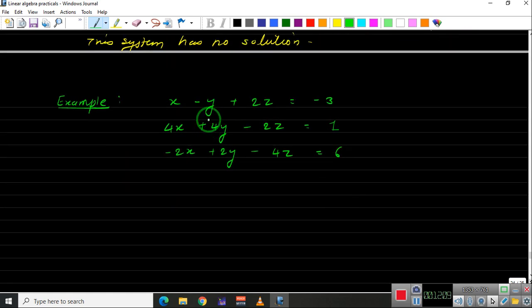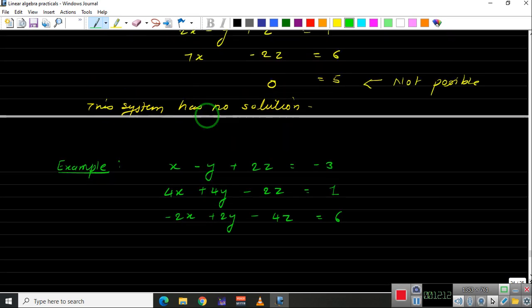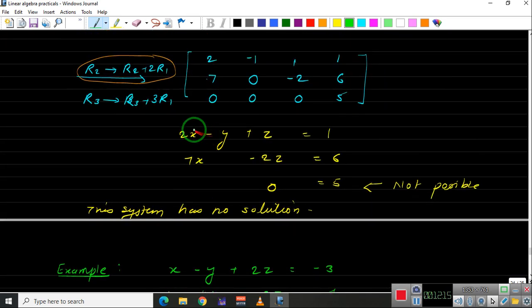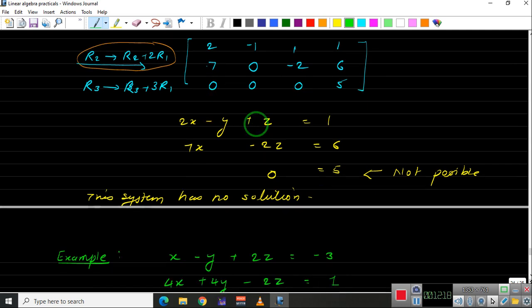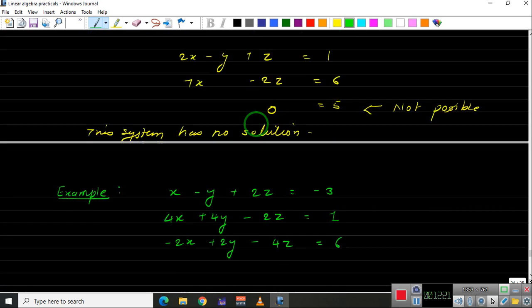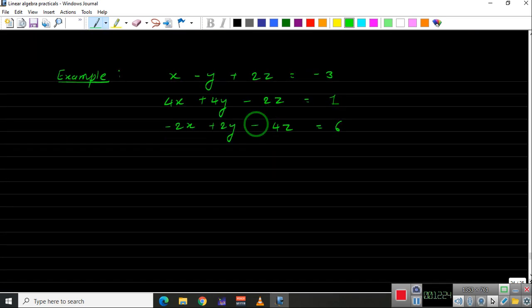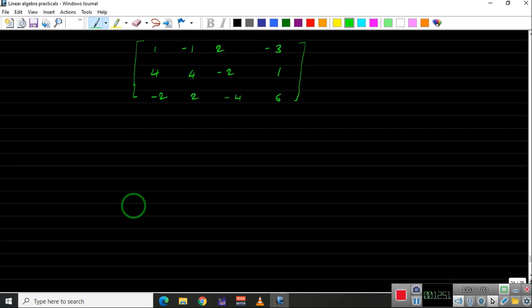Okay. Now when we have infinitely many solutions, in the elimination process you have an entirely 0 row. Okay, let me show you how. So for that let me write the procedure here, the augmented matrix. It is 1, -1, 2, -3, then 4, 4, -2, 1, then -2, 2, -4, 6. This is our augmented matrix. Now on this augmented matrix, let's perform the operations.